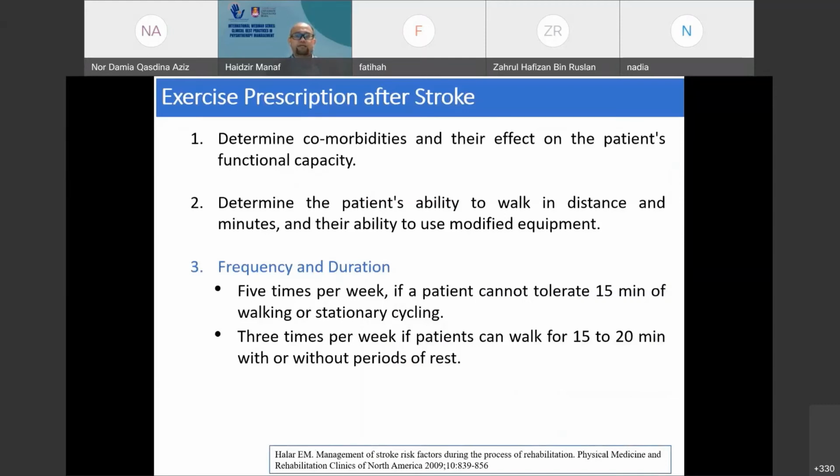Okay, you can prescribe aerobic exercise for patients with stroke. Number 1, determine comorbidities and their effects on the patient's functional capacity. Determine the patient's ability to walk in distance and minutes, and their ability to use modified equipment such as a recumbent bike and maybe a treadmill with a harness. In terms of frequency and duration, we can start 5 times per week if the patient cannot tolerate 15 minutes of walking or stationary bike. Then progress to 3 times per week if the patient can walk for more than 15 to 20 minutes with or without periods of rest.